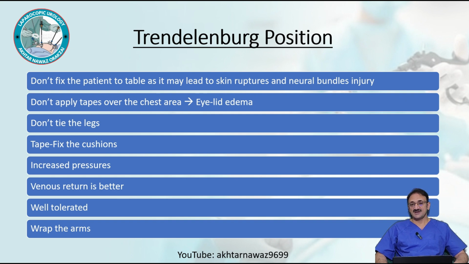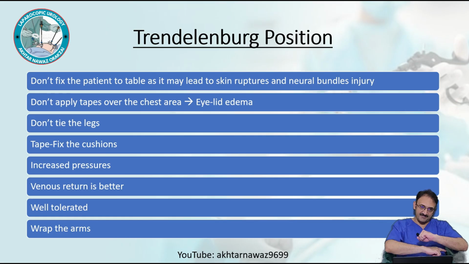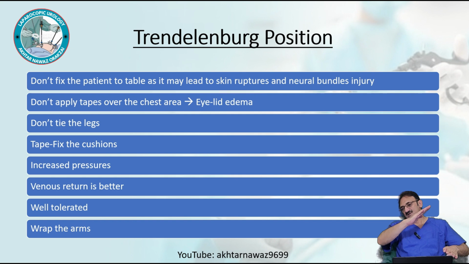So while making the position, do not fix the patient to the table, as it may lead to skin ruptures and neural bundle injuries. Do not fix the patient's skin. Always wrap around the arms and the legs, and then fix those wrappings to the table rather than the skin, because if the patient slips, the weight of the patient may lead to breakage of the skin.